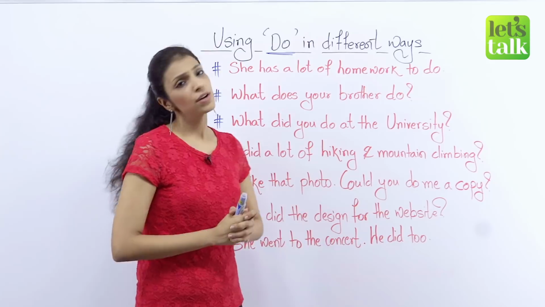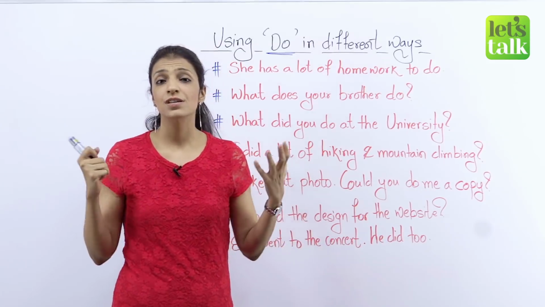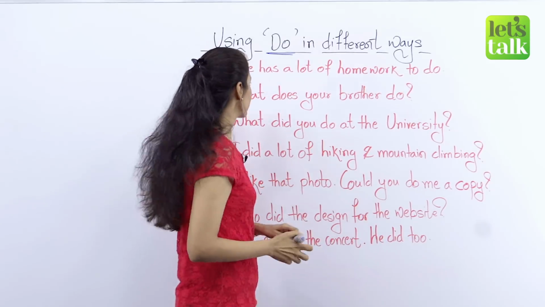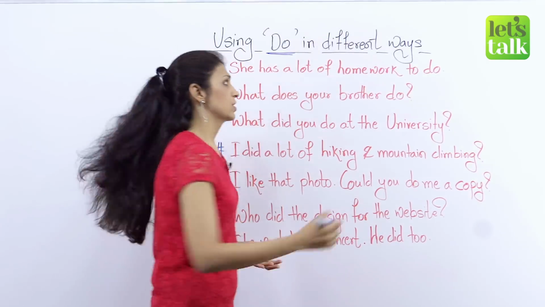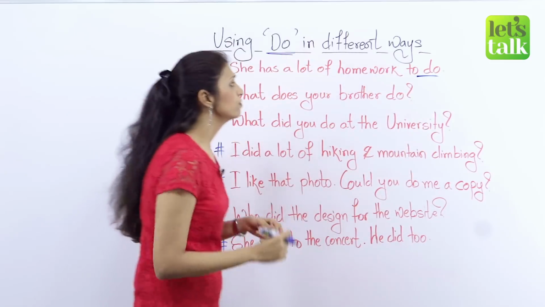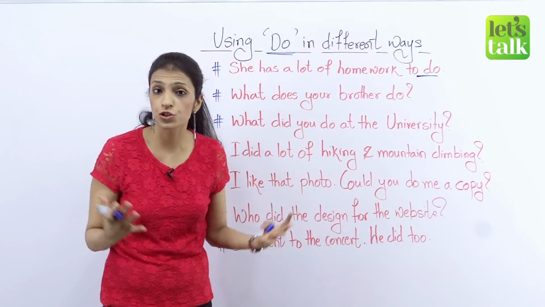But we'll look at how we use do in different ways, okay? So let's get started. The first one is, she has a lot of homework to do, okay? So I've used it here in the infinitive form. She has a lot of homework to do.